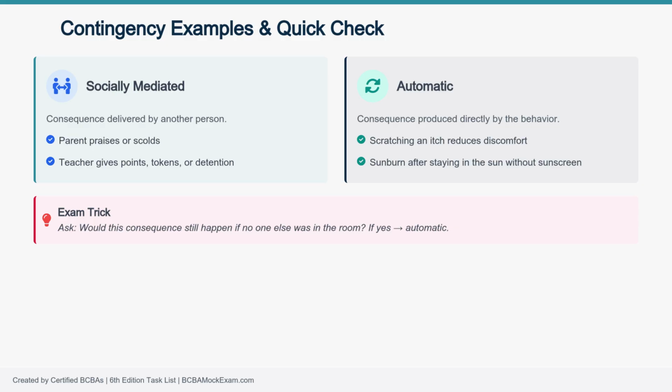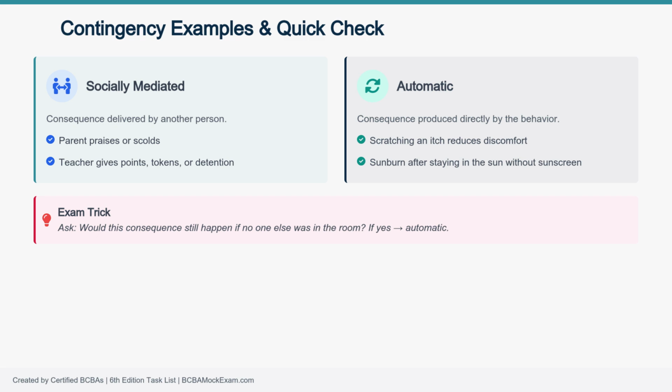When a parent praises or scolds, when a teacher hands out points, tokens, or detention slips, those consequences are socially mediated because another person's behavior is required. When scratching an itch reduces discomfort, or when staying in the sun too long produces sunburn, those are automatic consequences. They happen even if you're alone.